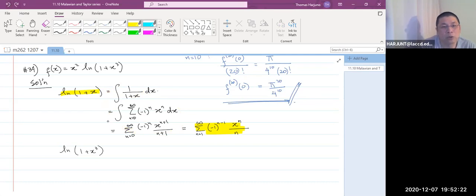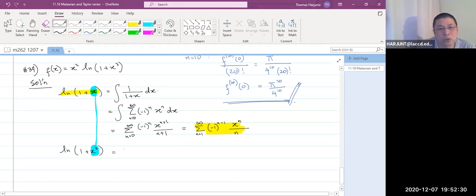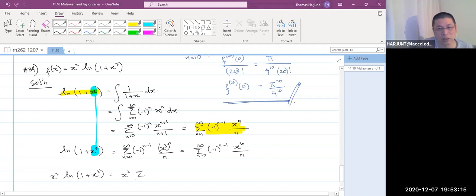Now then, what we do next is we substitute the x here by x cubed. So I will get the summation from 0 to infinity of (-1)^(n minus 1) (x cubed) to the n over n, which is the series from 0 to infinity of (-1)^(n minus 1) x to the 3n over n. Now then, multiplying by x squared outside of that, I multiply x squared to that series.